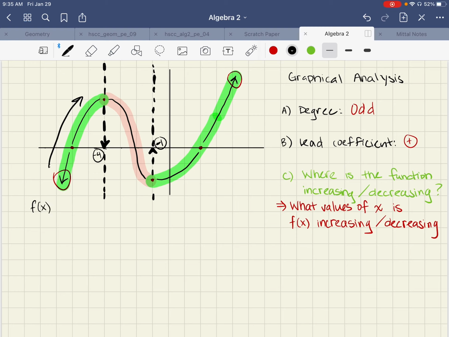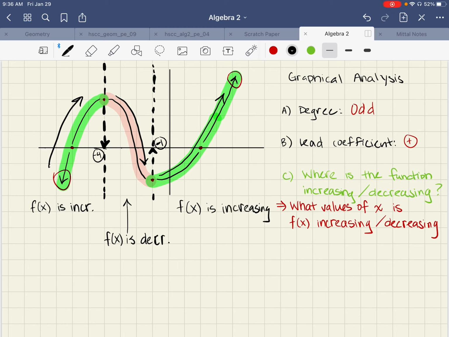Our function f of x is increasing. Okay, I'm going to abbreviate that. And over here on this one, you'll notice the function is decreasing. So I'm going to say that f of x is decreasing, and we'll abbreviate that as well. And then finally over here, you'll notice that the function goes back and starts to increase again. So in this region, we'll say that f of x is increasing.